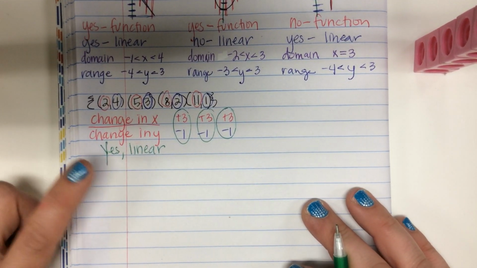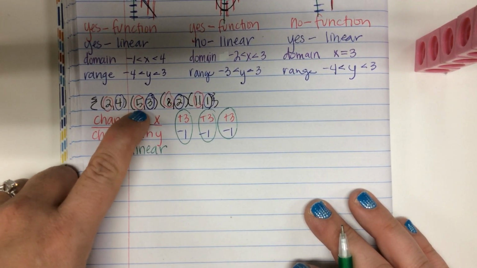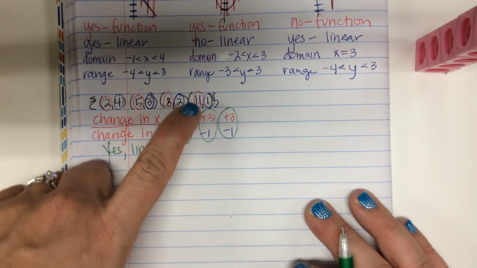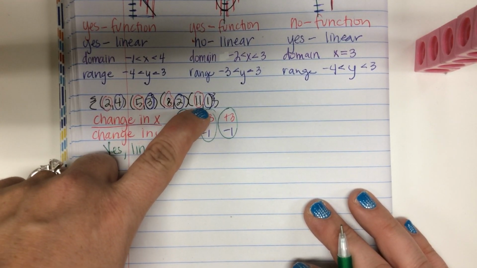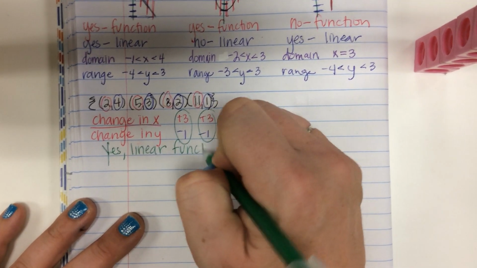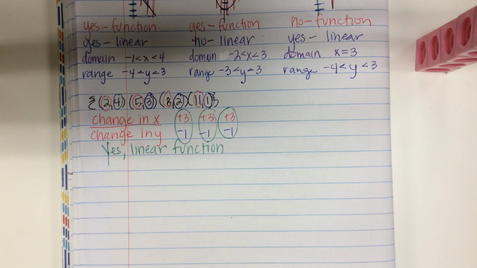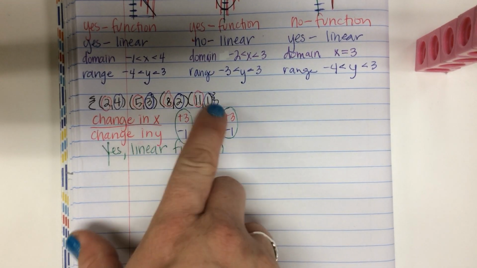Now let's double check. Is it a function? 2, 5, 8, 11. Is it a function? Yes. Why is it a function? Yeah. It doesn't repeat x values. Every x value is different.